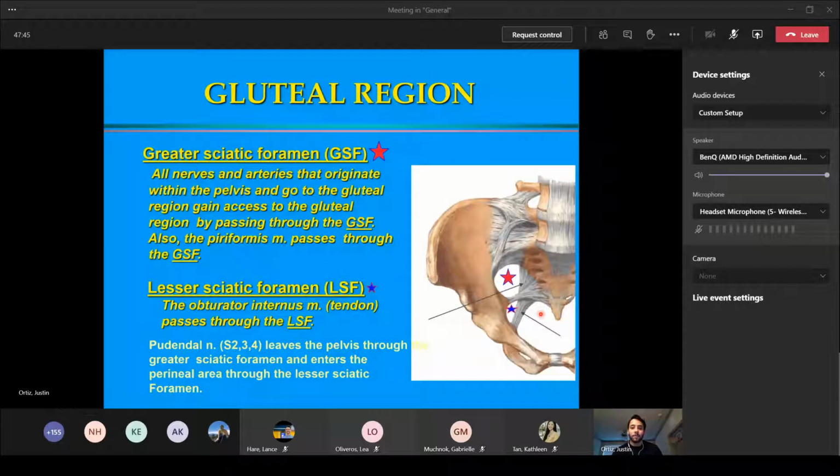which is actually going to be one of the muscles. Its tendon is going to go right through the lesser sciatic foramen, which is located right here. So we'll talk about those.